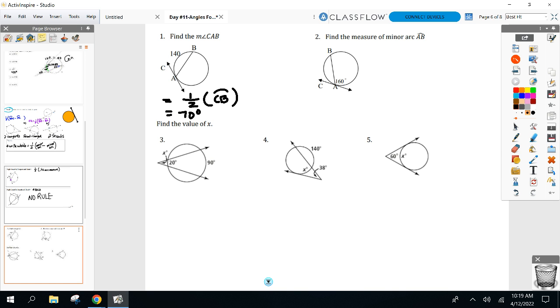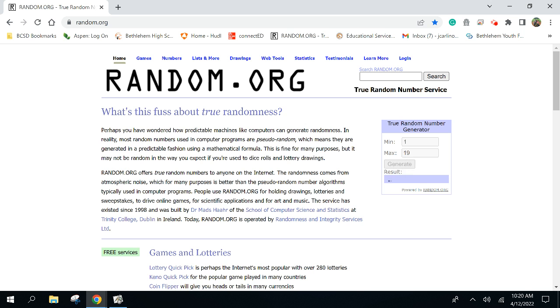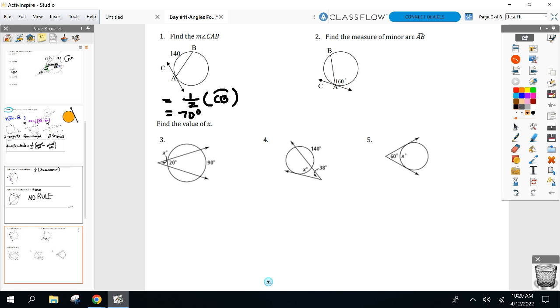Two, find minor arc AB. Minor arc AB. Not the major, the minor. So I don't know, what do you guys feel? Do you want to use the 160 or should we use the one next to it? We can get to it either way. Do we want to use this 160 or the angle next to it? There's no wrong answer here. Okay, let's use the 160.